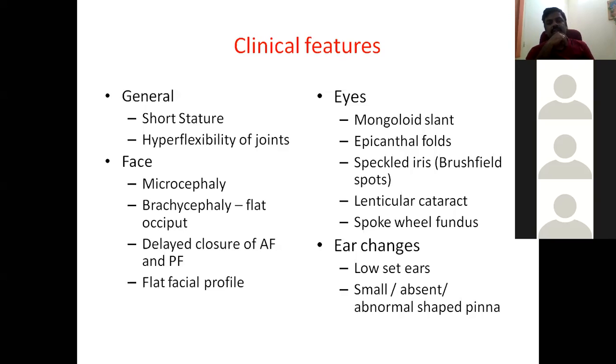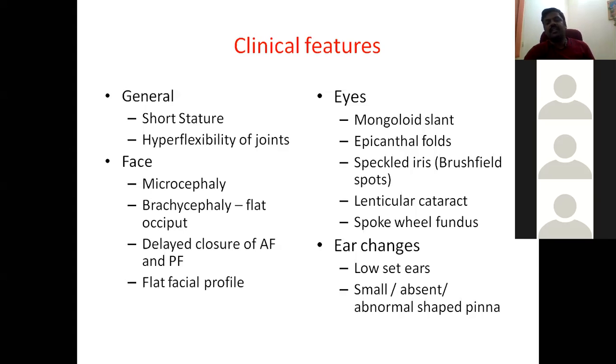Then there is the presence of epicanthal folds. These children will have a tissue fold present at the medial end. Mostly the epicanthal folds are on the medial side. Then in the iris you can see some white spots. This is called speckled iris, otherwise known as Brushfield spots. In the lens they can have a lenticular cataract, and in the fundus they will have a spoke wheel pattern, which you call spoke wheel fundus.